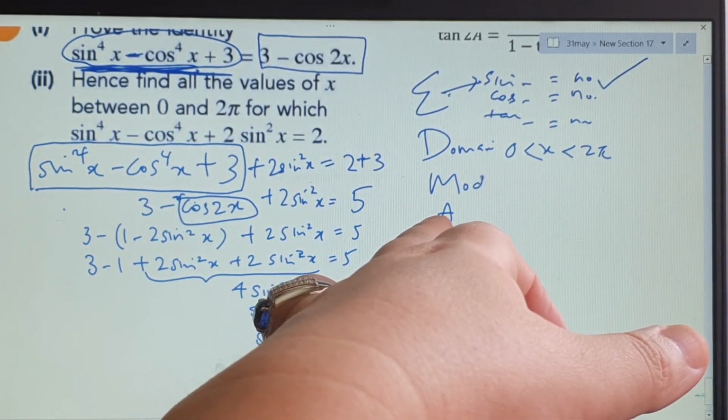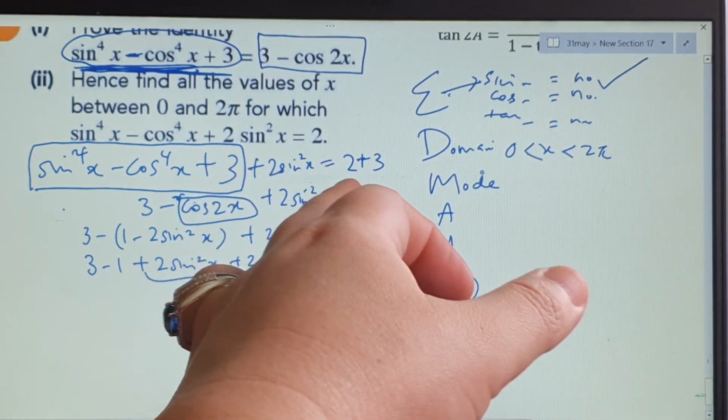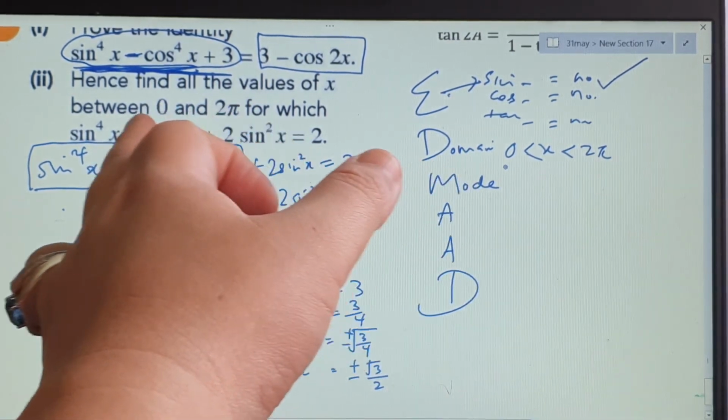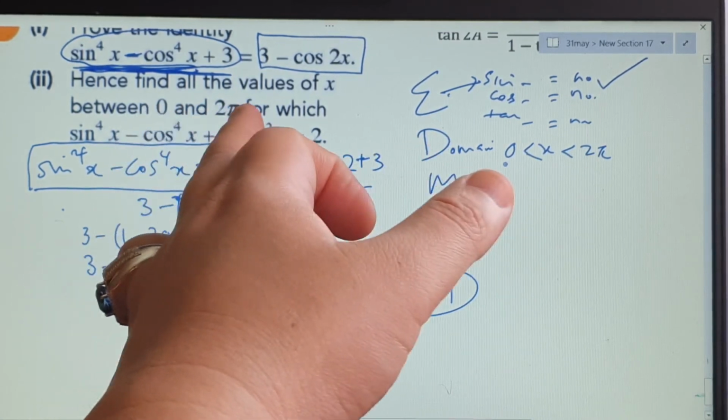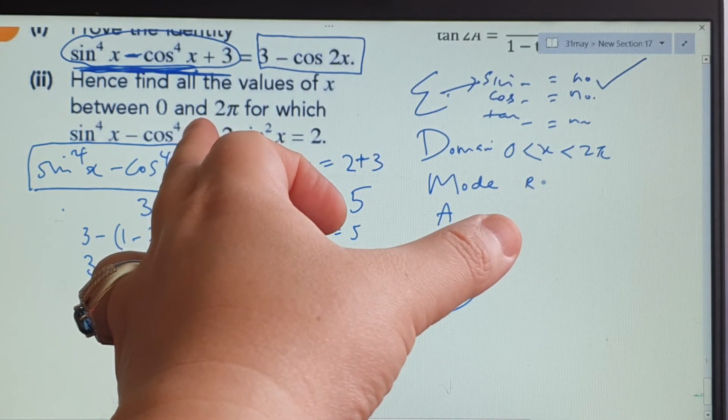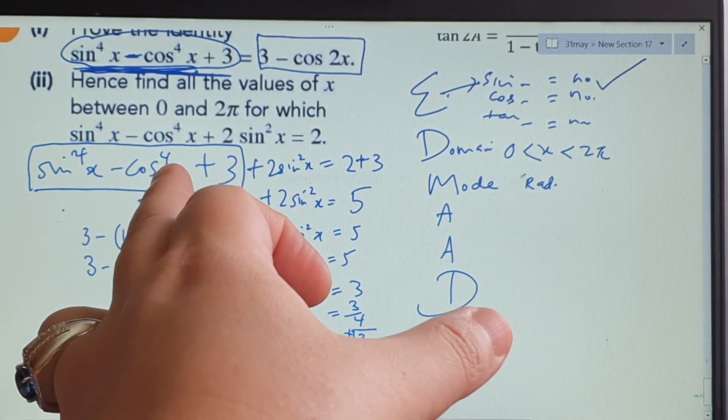Now mode. What mode must you be in? Your calculator must be in the radian mode. Why radian? Because this is in radians. How do you know this is in radians? Because there's no degree symbol. So this is radian mode. Change your calculator mode to radian now.